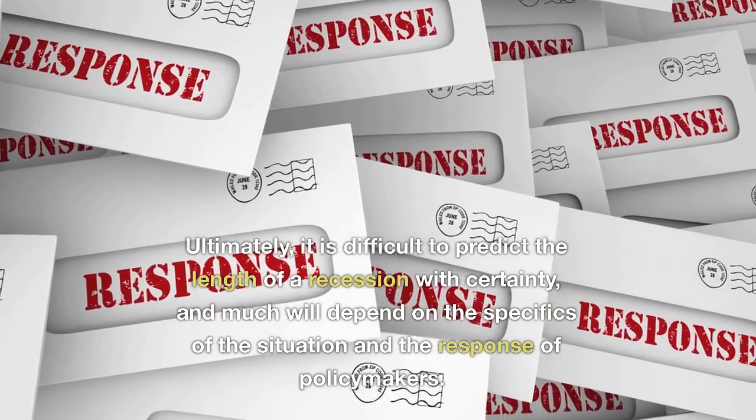Ultimately, it is difficult to predict the length of a recession with certainty, and much will depend on the specifics of the situation and the response of policymakers.